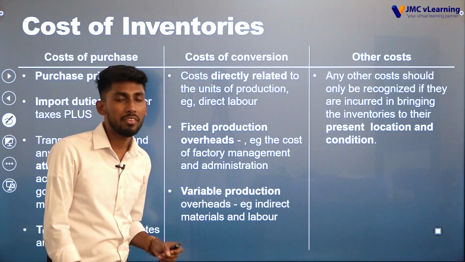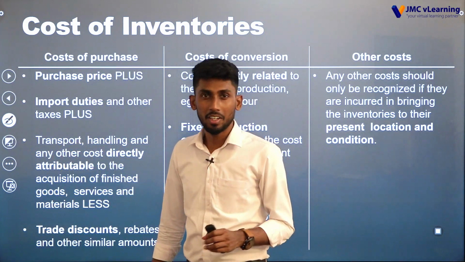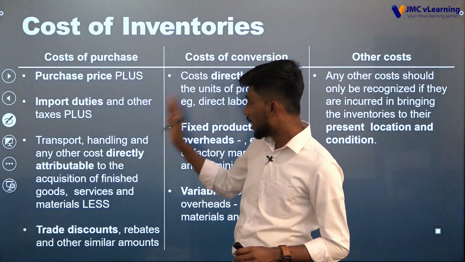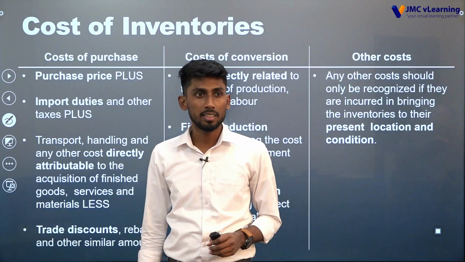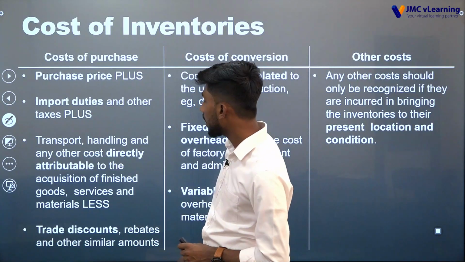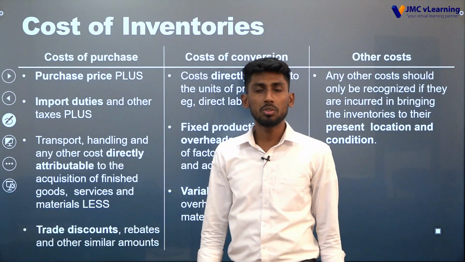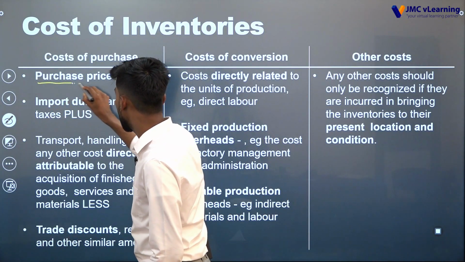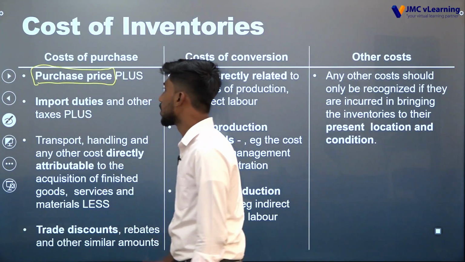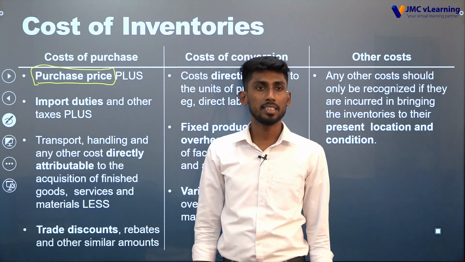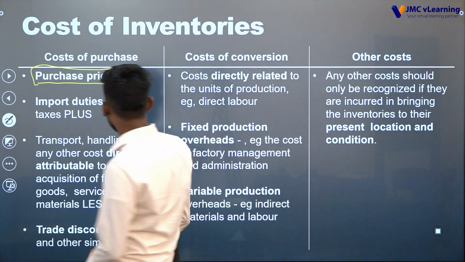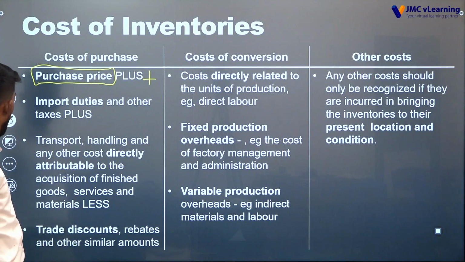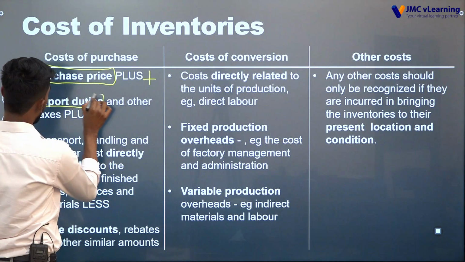Here I have given you a set of examples of the 3 types, so that you can get a good understanding. When it comes to cost of purchase, usually the cost of purchase contains the purchase price. Not only that, here it is purchase price plus the import duties and other taxes.